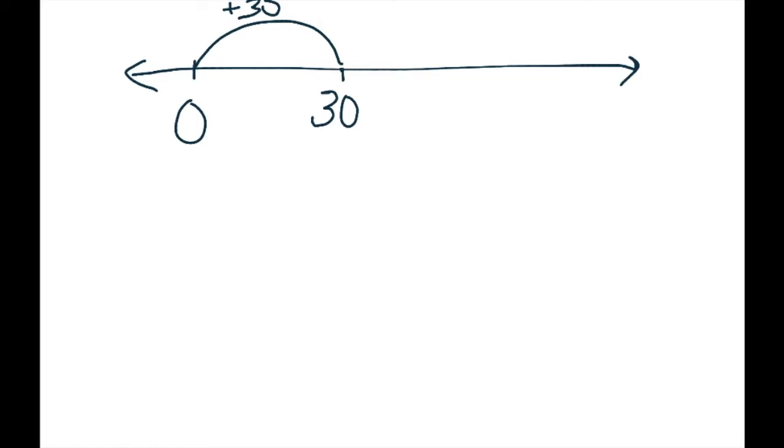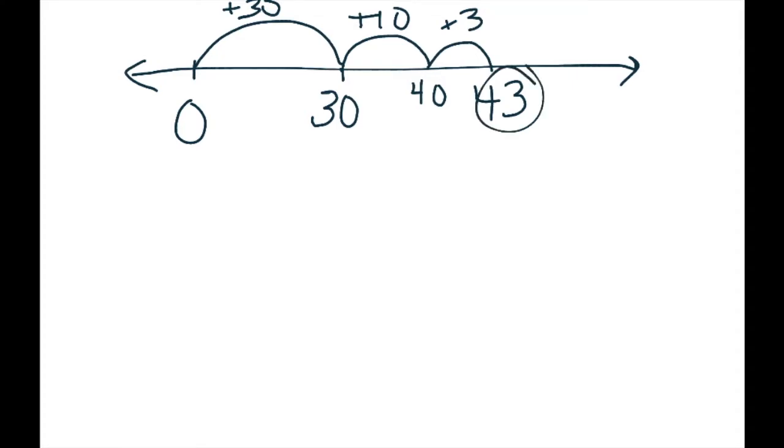Then after that, maybe I want to add 10 more. So I'll record that I added 10 more. And now the position that I'm at on my number line is 40. From there, maybe I want to add 3. So maybe there's my 3. And now I'm at 43. And we're not solving a particular problem right here, but if that was my conclusion, then maybe I circle my 43 or something like that.